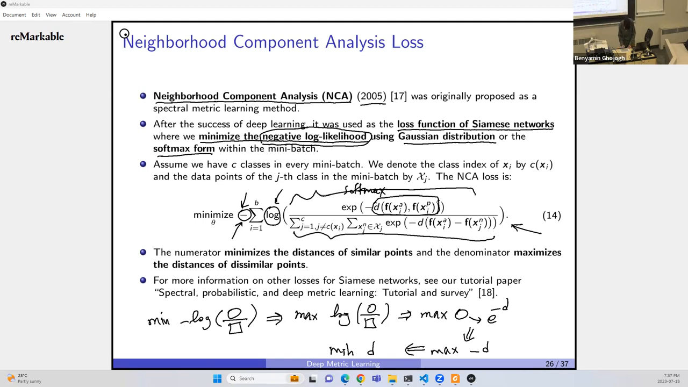For more information, there are a lot of loss functions for Siamese networks. We just reviewed the most important ones. You can see our tutorial paper, spectral, probabilistic, and deep metric learning tutorial and survey. You can also see our chapter in our textbook, deep metric learning.